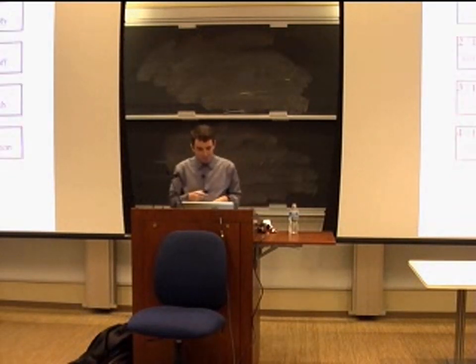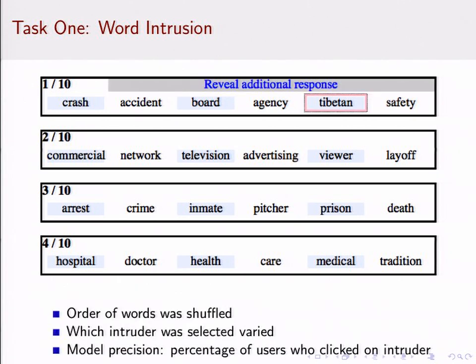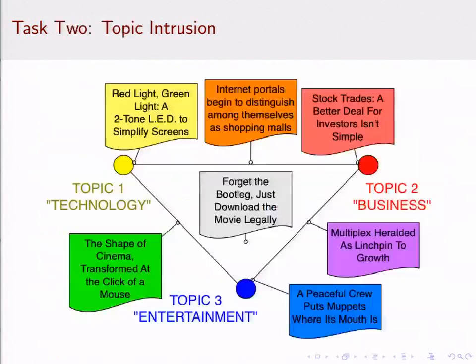Okay. So this is what the task looks like. Each of these is a topic with an intruder inside, and we ask the person to click on the answer. We shuffled the order of words, and which intruder we used was, again, varied. And we just measured how often users clicked on the intruder. And we called this model precision. Okay, so that was task number 1. Any questions on task number 1?